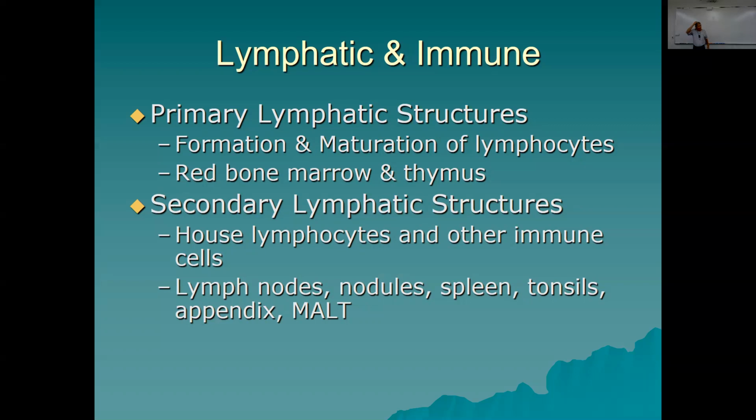And MALT is mucosa-associated lymphatic tissue. These are like border guards. They line mucosa, like your GI tract, your nasal passages, the vagina, places where your body is exposed to the outside, and it's a possible avenue for infection. So these are there, and hopefully the invaders will hit this first, and they'll take care of it before it goes any farther. Okay.